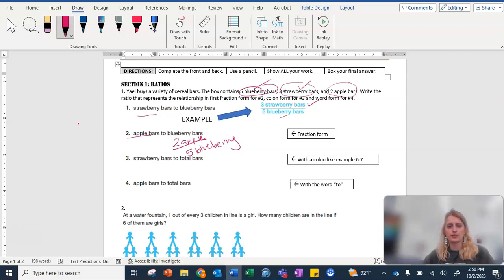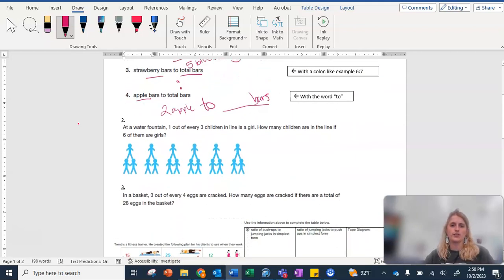Now I want a colon form, strawberry. So you put the strawberry number. You put your colon, and you add them all up to find the total. Last, we have apple, which is 2 apple. The word 2, not spelled like the number, just the word. Comparing them, and then add them all up, the total number of bars.